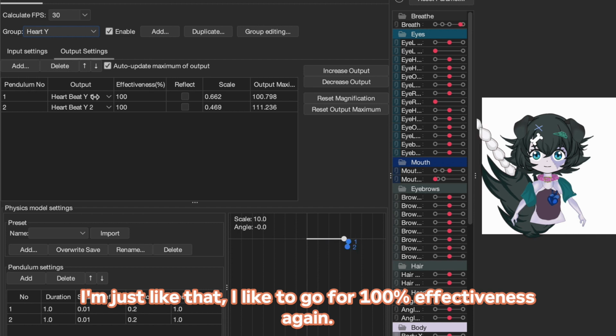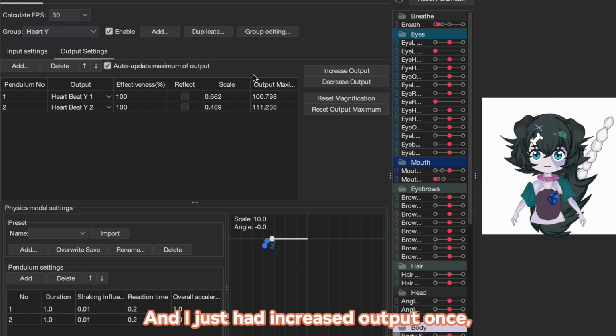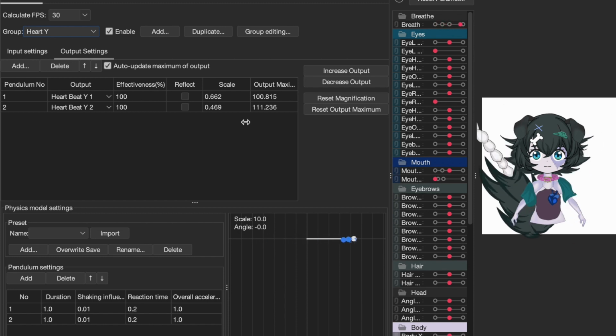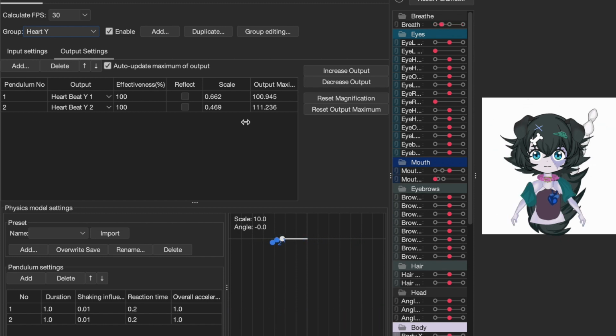And just like that, I left both at 100% effectiveness again, and I just hit increased output once for the scale, and that's the VTuber heart fully beating.